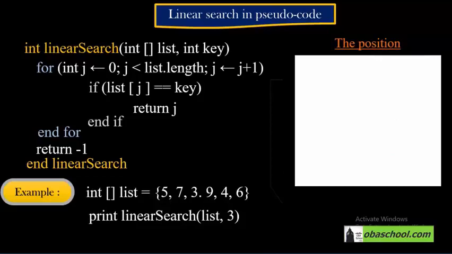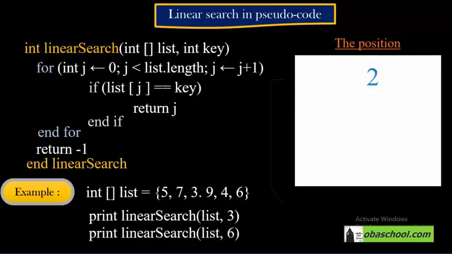Here we have the position, so the index number of the box. What do you think the answer will be? It will be 2. Why? Because number 3, which is the key, is found in the list at index 2. Remember, we said we always start with 0. So 5 has the index number 0, 7 has the index number 1, and 3, which is the key, has the index number 2.